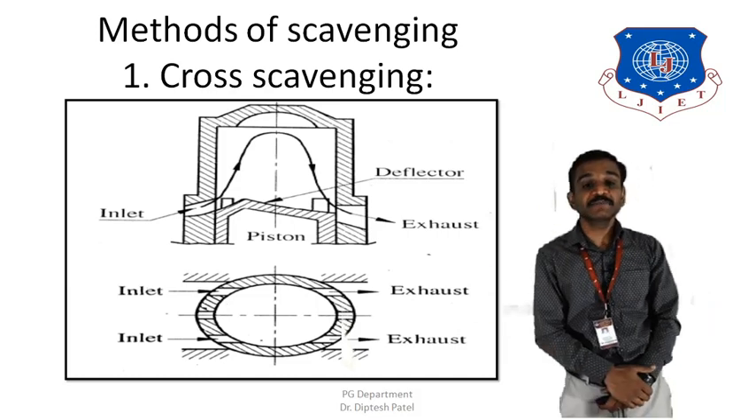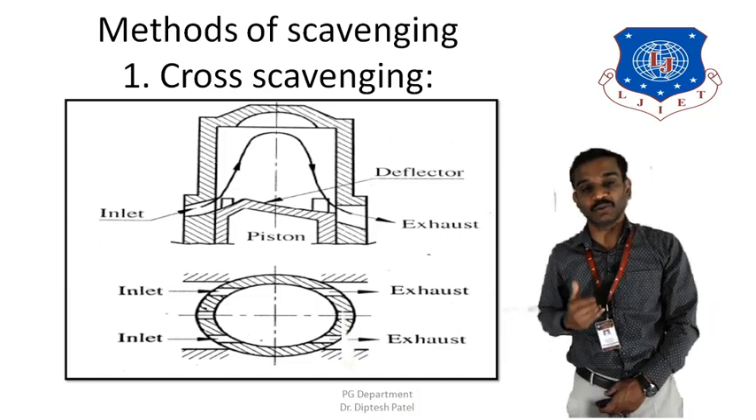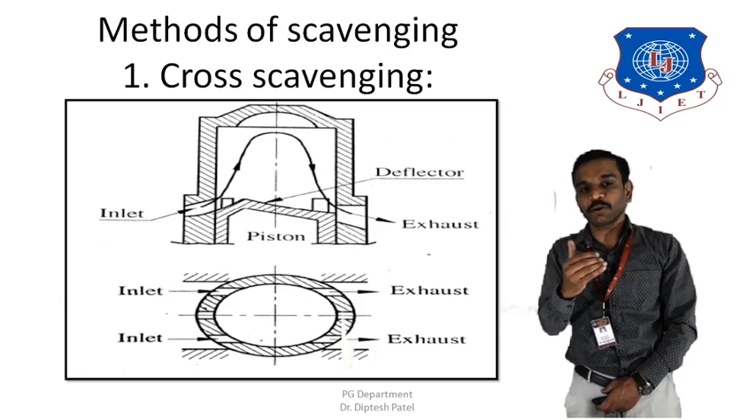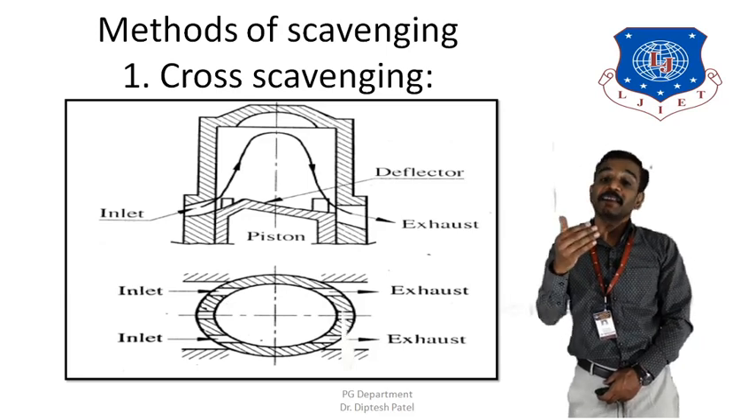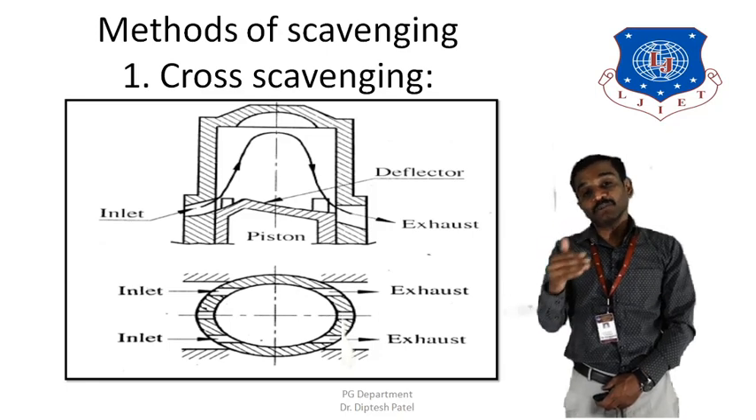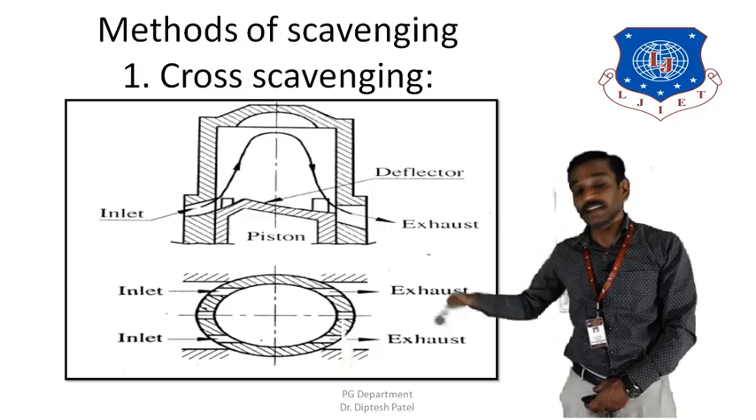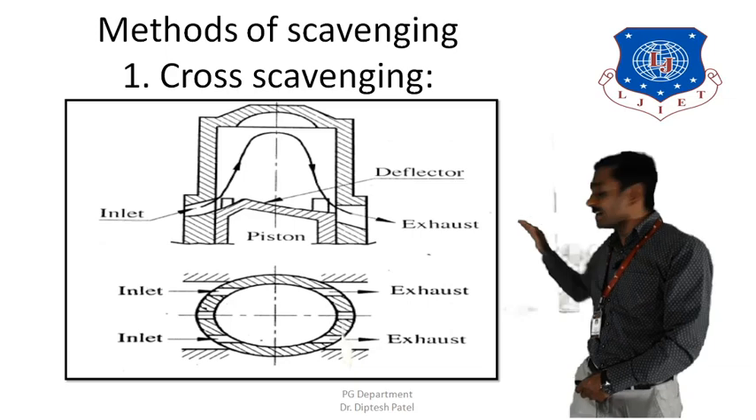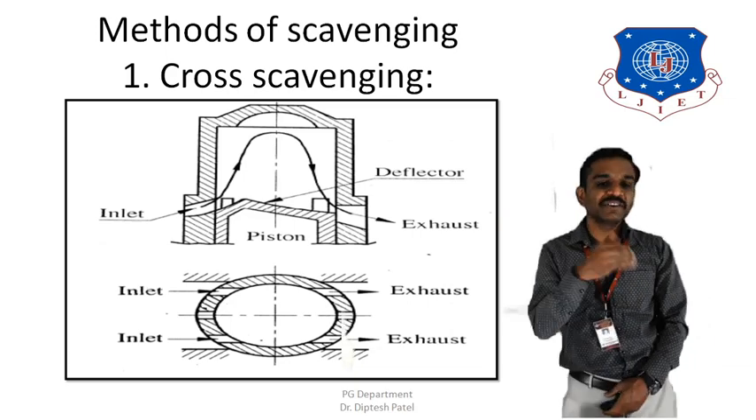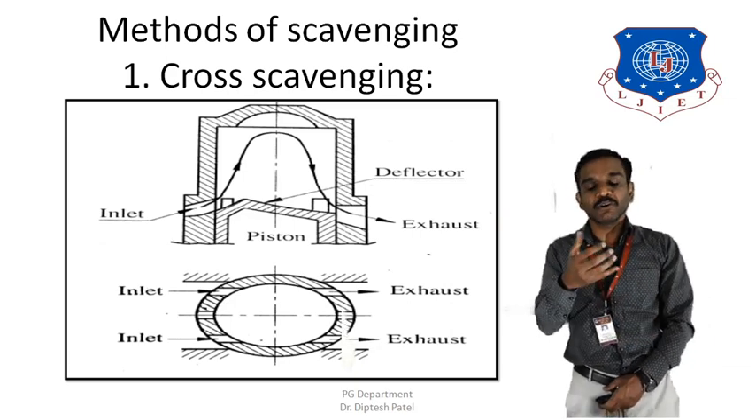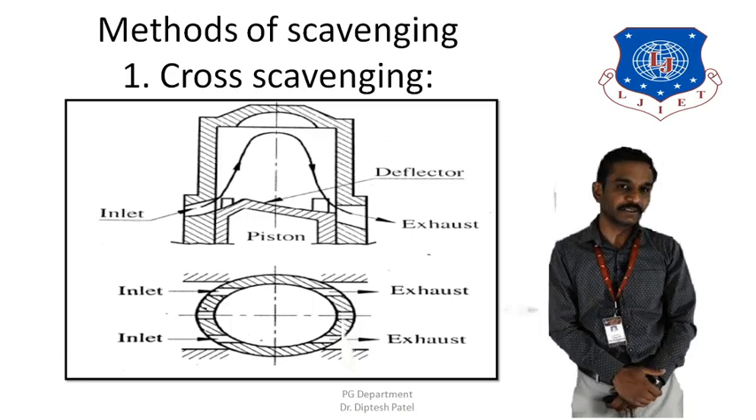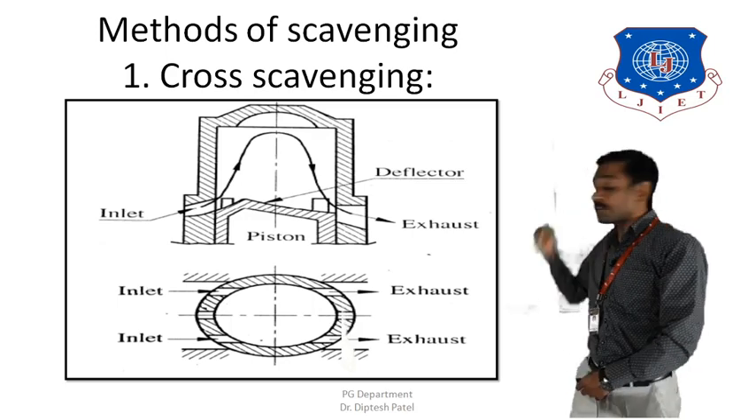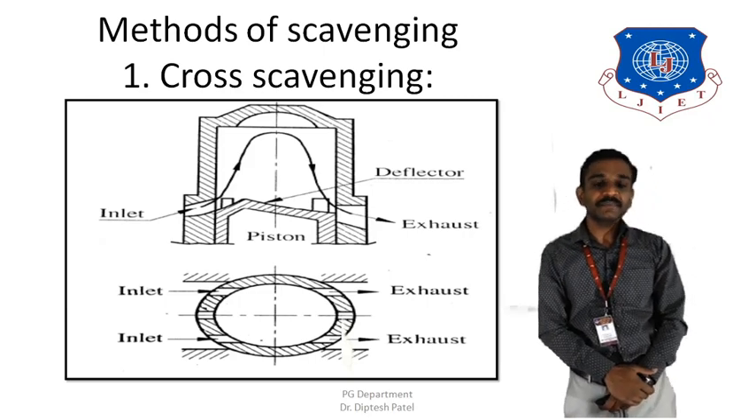This deflector is provided to reduce the fresh charge losses, because there may be a chance that all the fresh charge which is coming in from the inlet valve may get out along with the exhaust gases through the exhaust port. Therefore, a slight angle deflector is provided, which would reduce the chances of the losses of the fresh charge through the cylinder along with the exhaust gases. So this is the cross scavenging process.